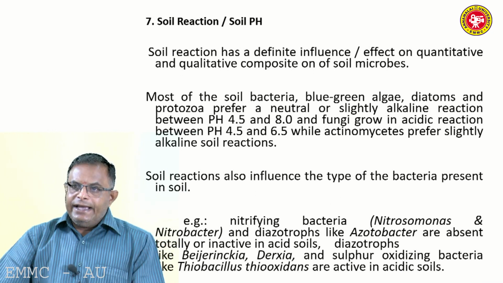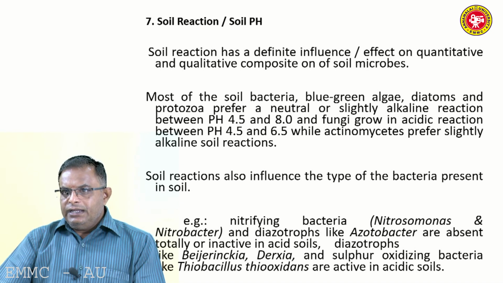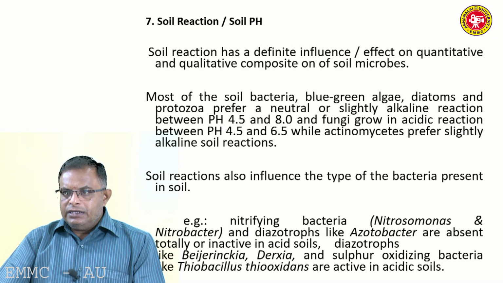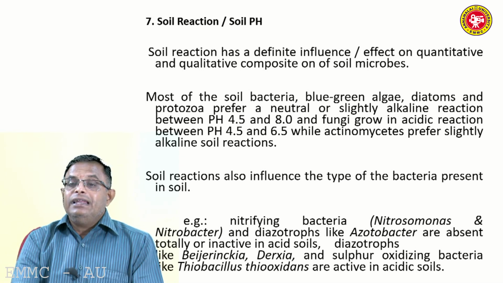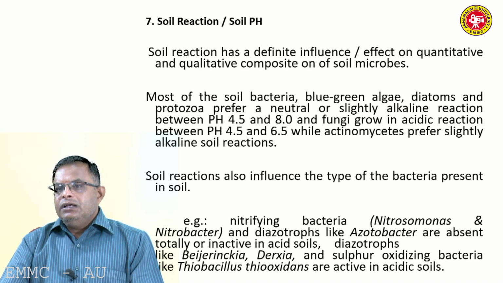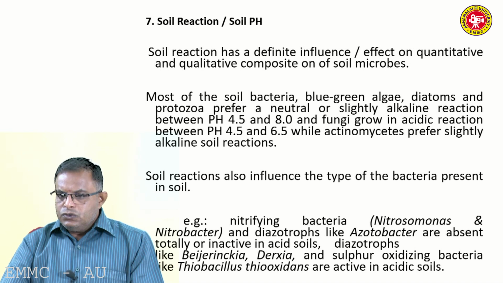Then soil reaction or pH. Soil reaction has a definite influence on the quantitative and qualitative composition of soil microbes. Most of the soil bacteria, blue green algae, diatoms and protozoa prefer a neutral or slightly alkaline reaction, between a pH range of 4.5 to 8, and fungi grow in the acidic range of pH 4.5 to 6.5, while actinomycetes prefer slightly alkaline soil reactions. So, depending upon the soil reaction, the nature of the organisms present varies. Soil reaction also influences the type of bacteria present in soil.